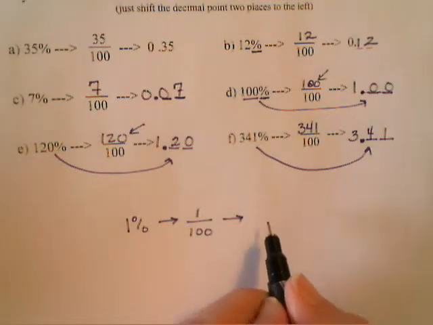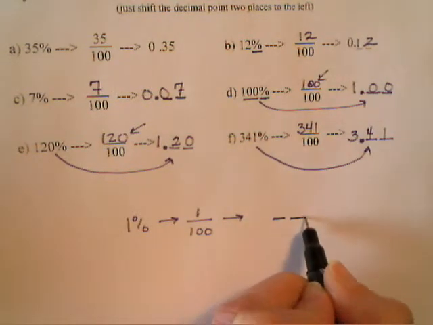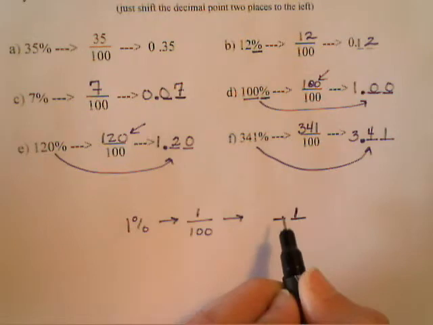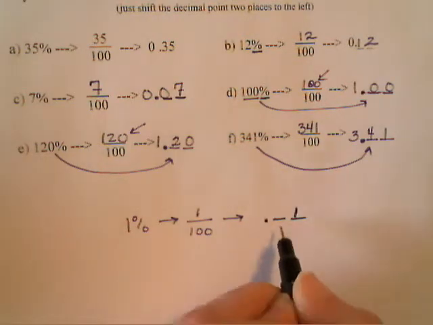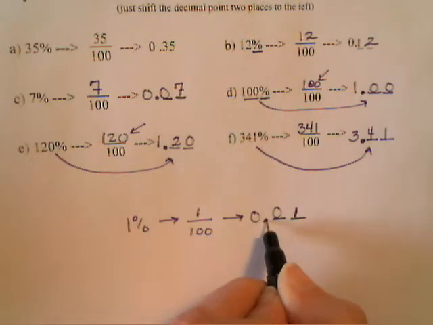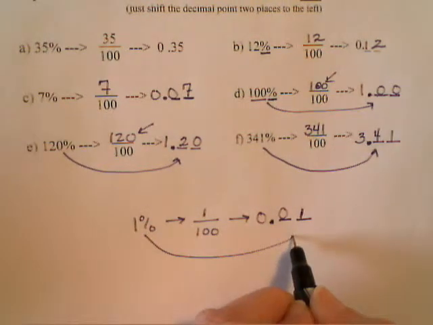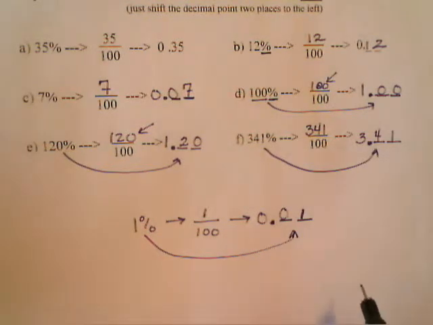All right, let's do it. So we've got a 1 over 100. So I have a 1 in my hundredths spot. I put a 0 here, and I'll put a 0 up front just to make sure that I know that I'm meaning the decimal. So 1% is the same as 0.01.